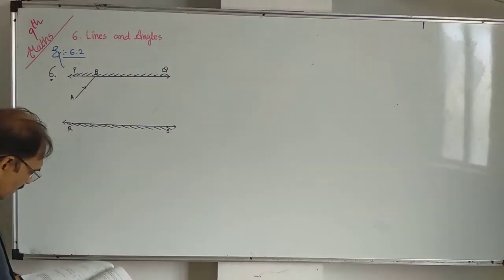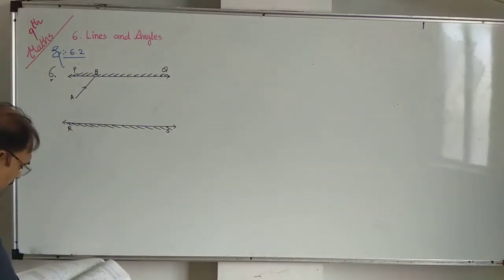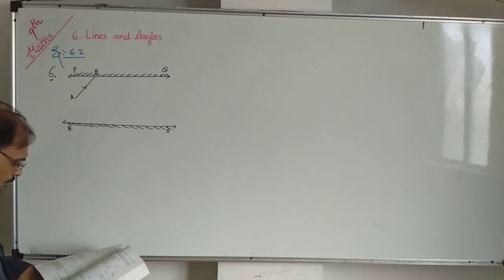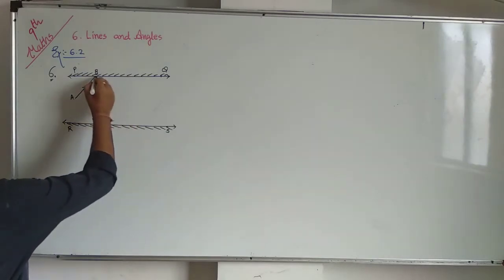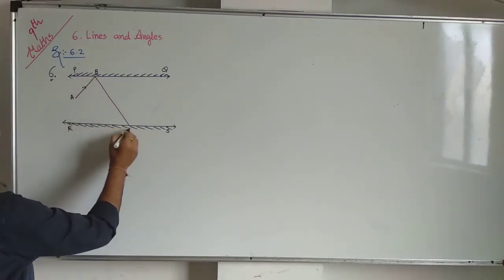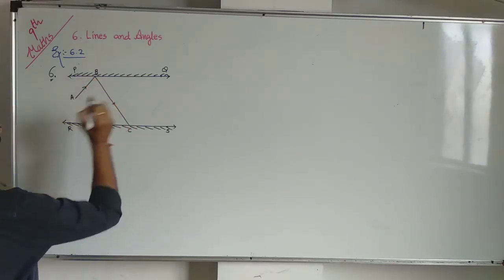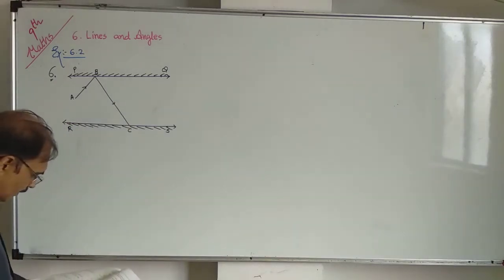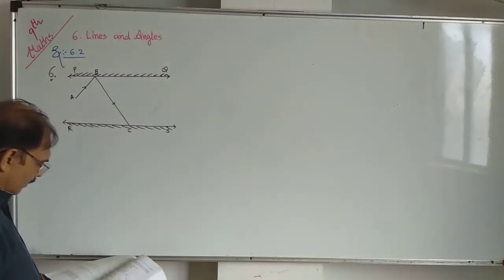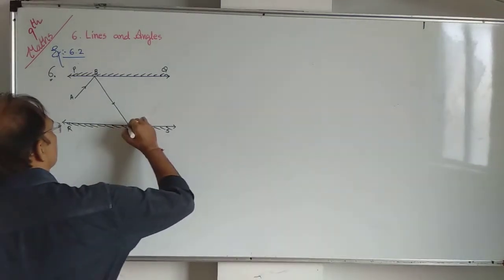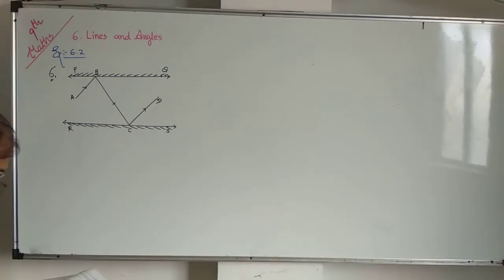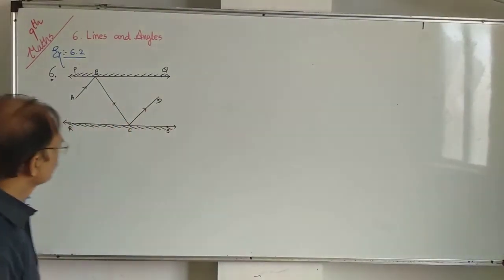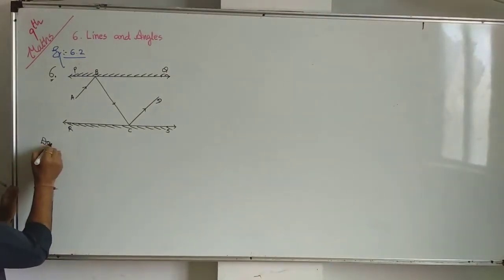Ray AB strikes the mirror PQ at B, and the reflected ray moves along the path BC and strikes the mirror RS at point C. Here it strikes at point C. This is the reflected ray. Once again, it reflects back along CD. This way. Now prove that AB is parallel to CD.